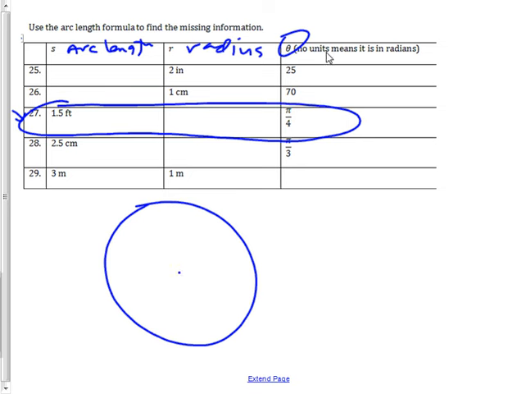I put a dot in the center of my circle, and my radius they don't give me this time. So I don't know how long this is, but it's r. And they do tell me my arc length, which is this distance here. They tell me that is 1.5 feet. We usually don't even label that though, because it just gets messy. So I'm just going to say that's 1.5. And now my theta, my angle, is pi over 4, or 1/4 of a pi.